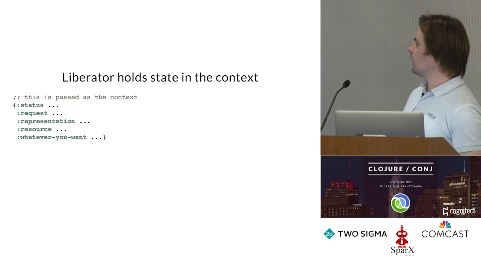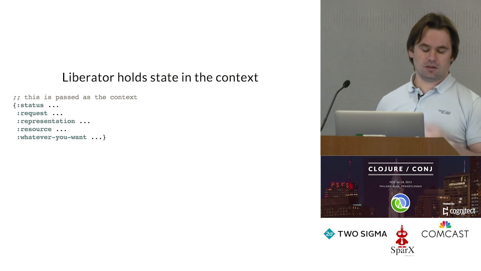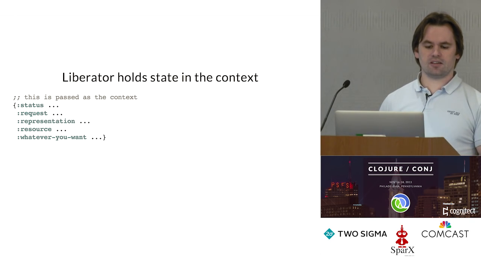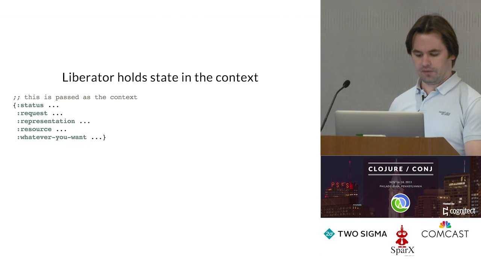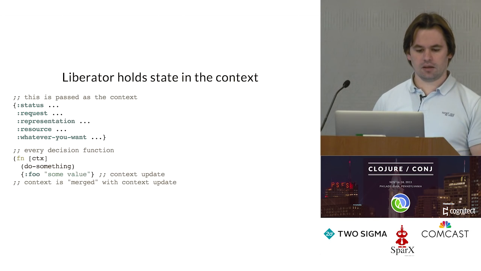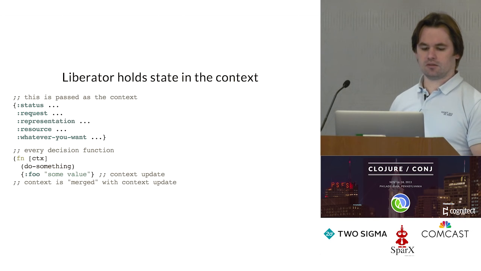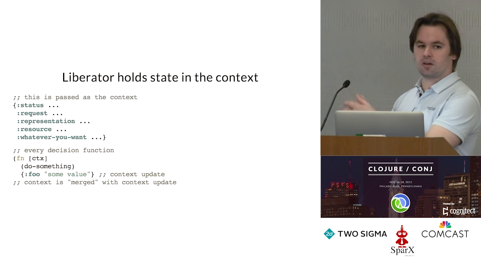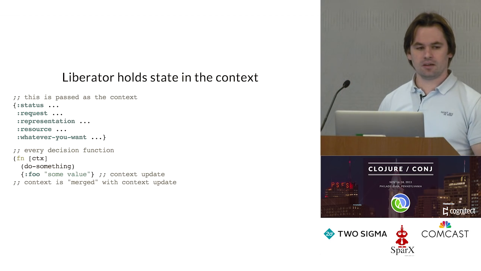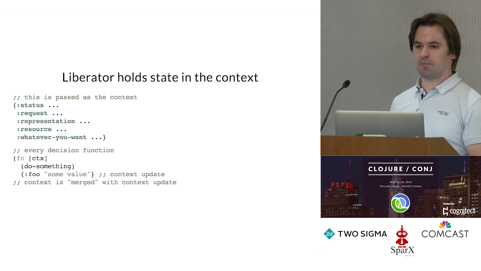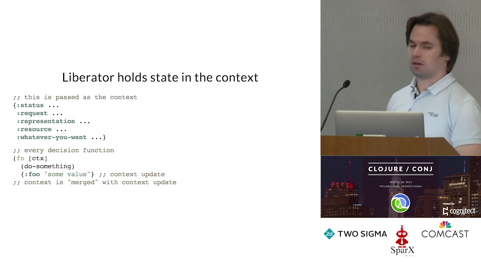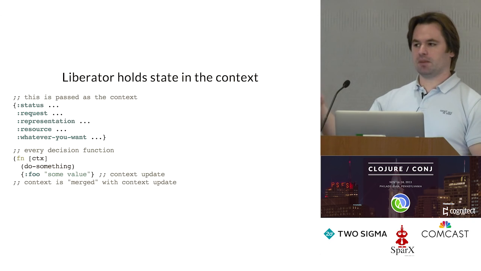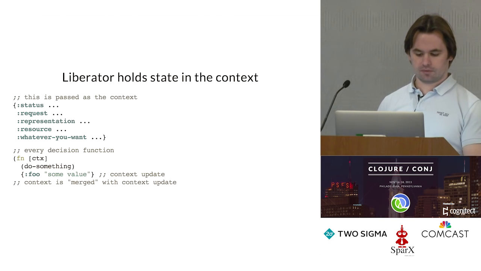So it looks like this. There might be an HTTP status, which is already determined by Liberator. There's the original HTTP request, a representation, resource, whatever, even custom keys in it. And every decision function looks like that. It accepts the current context, does something fancy, and in the end, it returns a context update, which is typically a map, which is then merged into the original context.